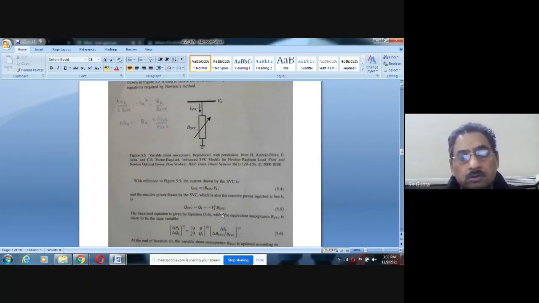Now, you can write VK square as Q, the reactive power, divided by the susceptance. Q divided by susceptance is VK square. So write it as minus VK square is equal to this.